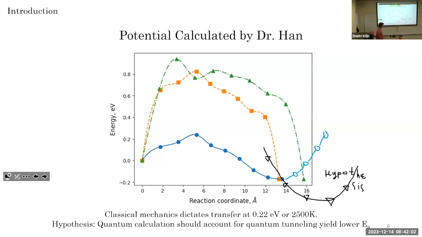And I believe the potential I was provided with was a linear combination. Nope, we took the lowest energy transition state potential barrier for my model. And so classical mechanics would dictate that the proton would transfer at 0.22 electron volts or 2,500 Kelvin. And the hypothesis was that our quantum calculations would yield lower activation energy and show quantum tunneling because we're below that 0.22 electron volts.